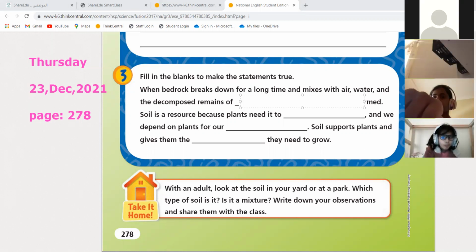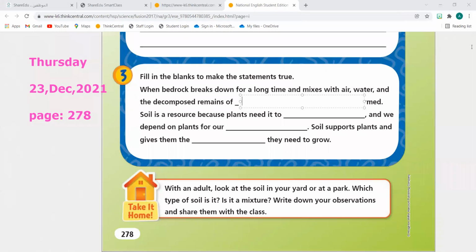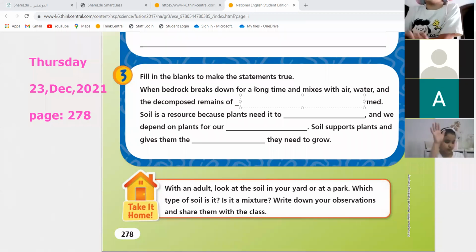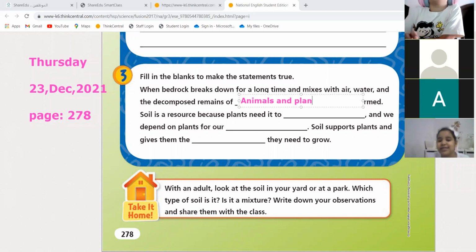Yes. I know, but it's like the remains of... In your book, we already did that yesterday. Okay, hi Batul. Of animals and... people? No? Or plants. Yes. Animals and plants. Very good. Thank you very much. Close your mic.